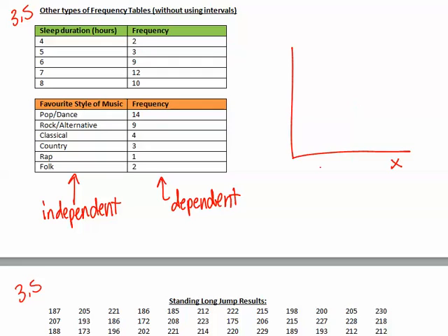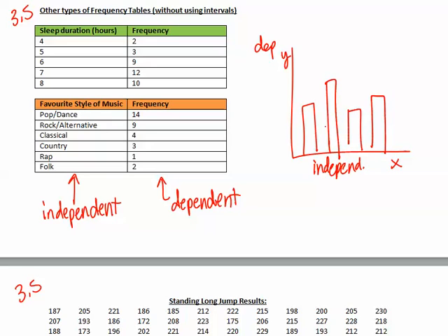My independent variable will always be graphed on the x-axis, and my dependent variable will always be graphed on the y-axis. So then when we create frequency tables or frequency graphs using bar graphs, we're able to plot out each different category and put the different frequencies for each one.